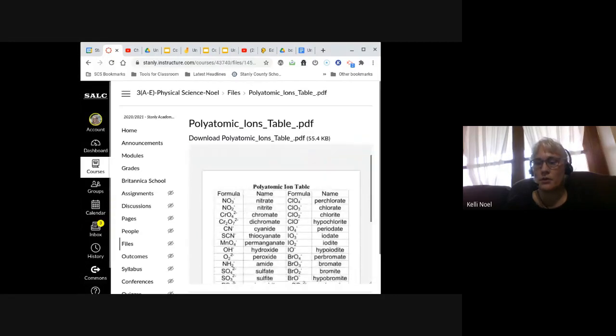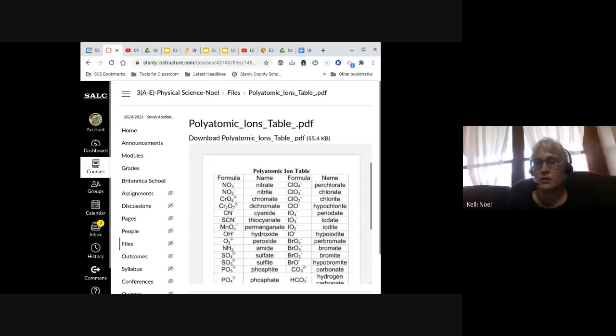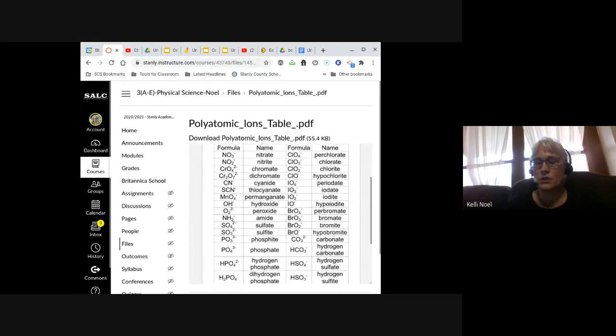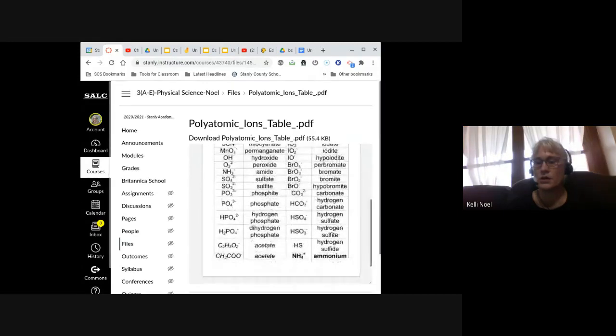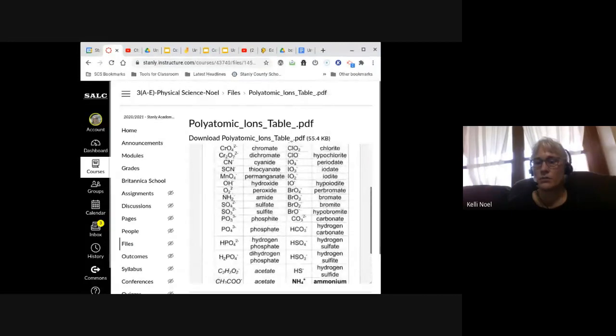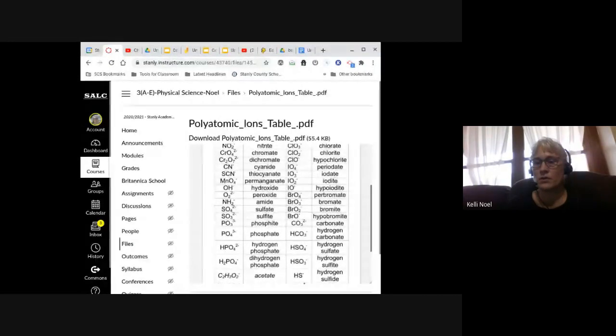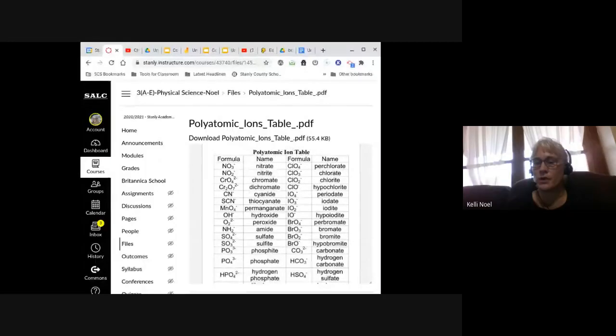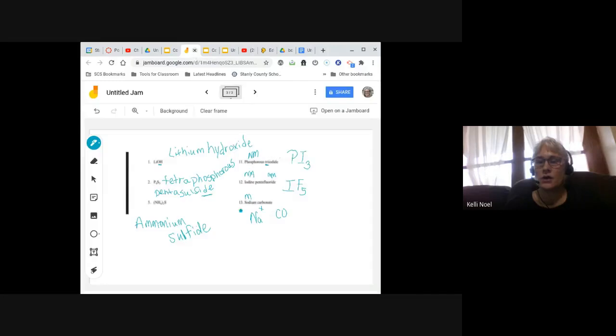Let me see, CO3. Well, I'm overlooking it. Oh, right there. Yes, CO3. It's a -2. So for polyatomics, you can use that chart. So I know that it's CO3 2 minus.